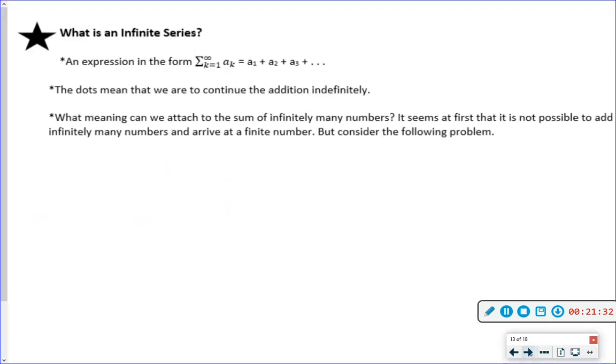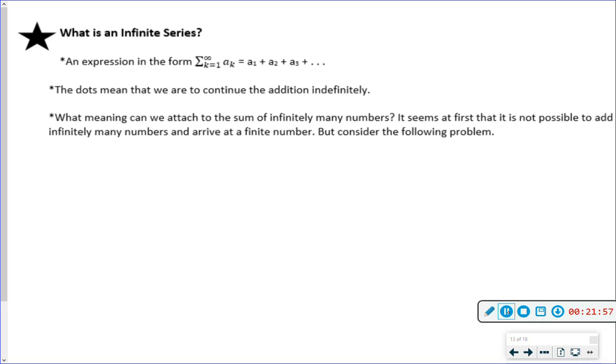Okay, infinite. Let's talk infinite. Home stretch, my friends. Here we go. Our geometric sequence. Now, obviously, there's an infinity symbol for the infinite, or the dot dot dot at the end, meaning that it goes on forever. So, what meaning can we attach to the sum of infinitely many numbers?